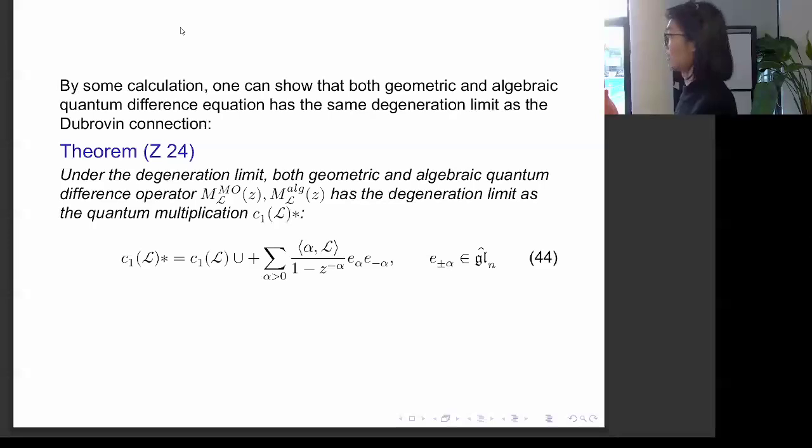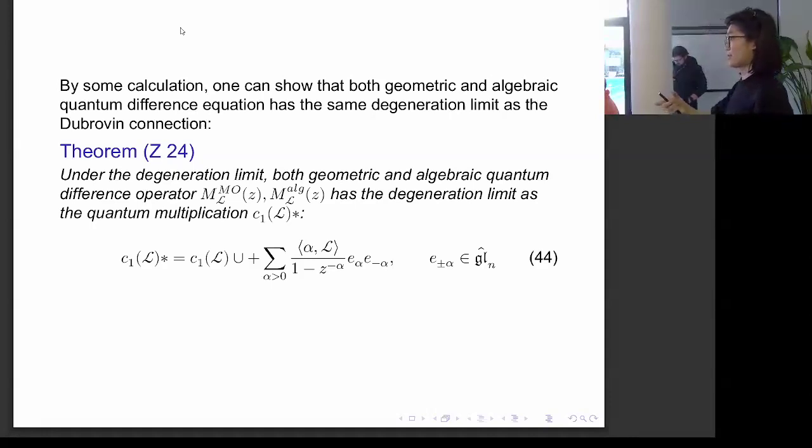But the miracle is that if you do this procedure to both of the quantum difference equations, you can see that both of the difference equations will have the same degeneration limit, the quantum multiplication of the first Chern class of the line bundle. So this is a really good result in the sense that if you want to compute the monodromy of this differential equation, we can first compute the connection matrix for the difference equation and take the degeneration limit to give a formula for the monodromy representation of the differential equation. So this is the basic motivation of having this degeneration limit.